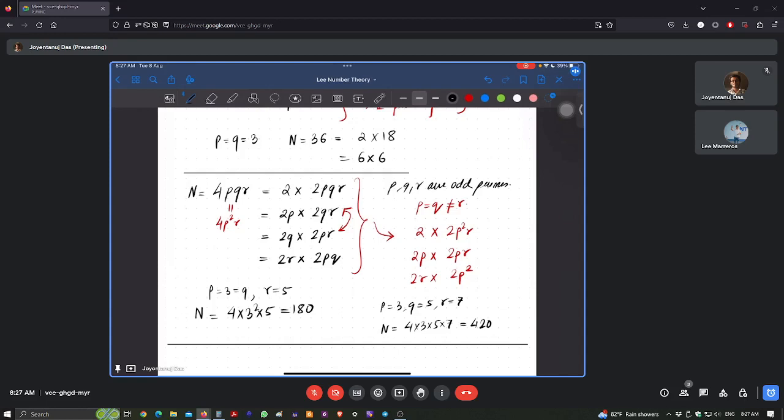So that is what they are asking in the next question: find the smallest number with four factorizations.